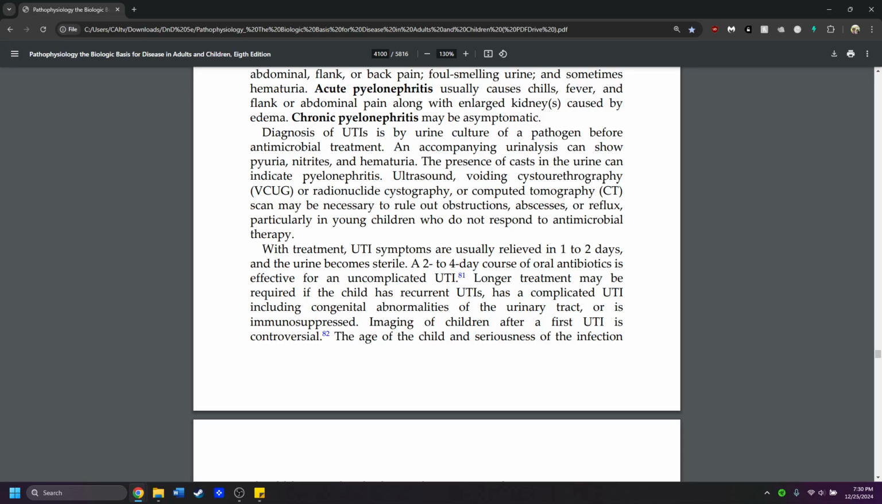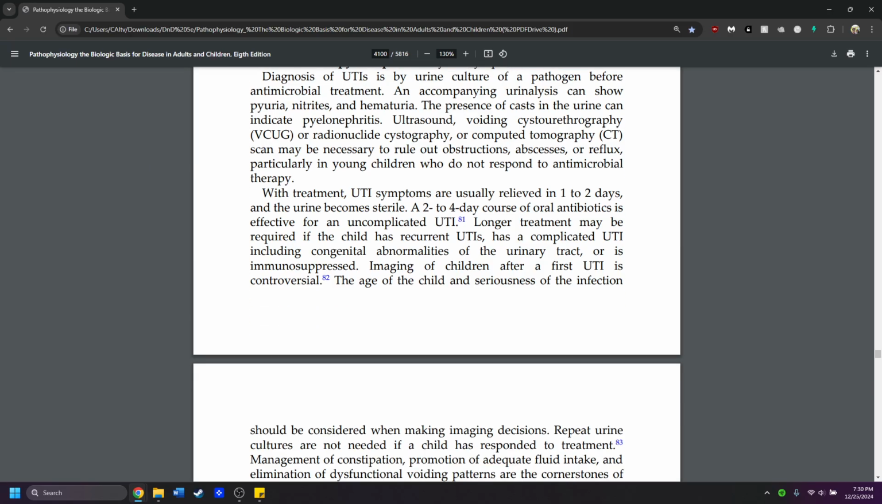With treatment, UTI symptoms are usually relieved in 1 to 2 days, and the urine becomes sterile. A 2 to 4 day course of oral antibiotics is effective for an uncomplicated UTI. Longer treatment may be required if the child has recurrent UTIs, has a complicated UTI including congenital abnormalities of the urinary tract, or is immunosuppressed.